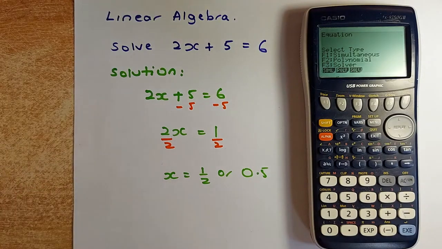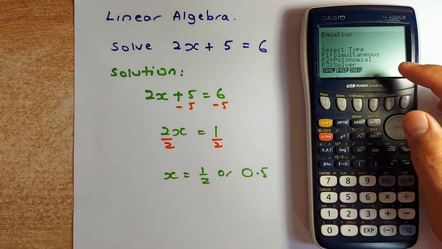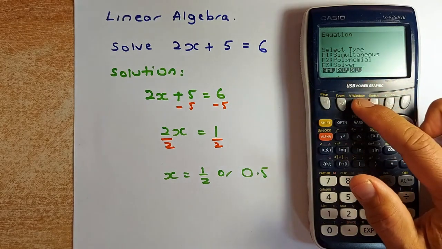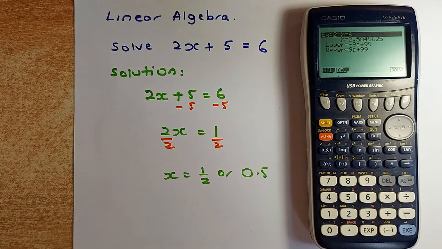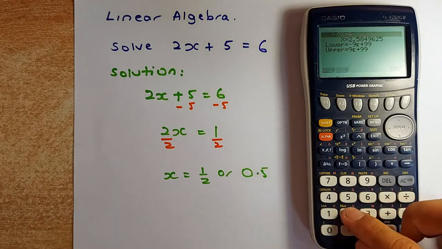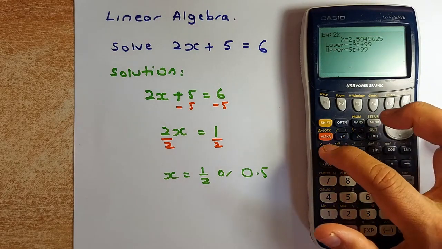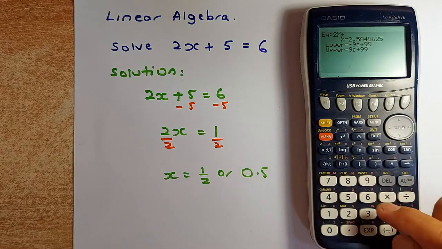The function you're going to use is solver. When you do a linear algebra, you're using solver. So you are going to press F3 on solver, and then you put the equation. The equation is 2x plus 5 equal to 6. You put 2, and the x button is just below the red alpha button. So x is there. 2x plus 5.